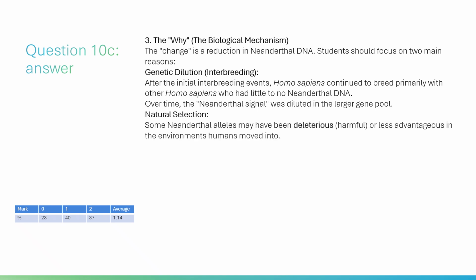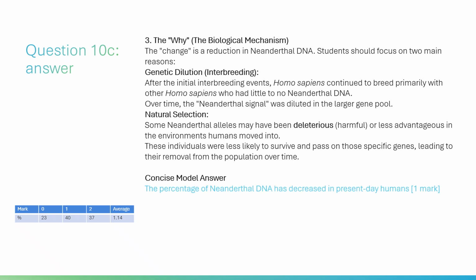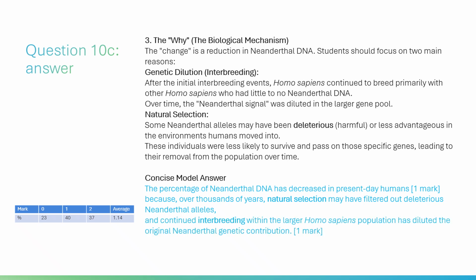Natural selection. Some Neanderthal alleles may have been deleterious, harmful, or less advantageous in the environments humans moved into. These individuals were less likely to survive and pass on those specific genes, leading to their removal from the population over time. Concise model answer. The percentage of Neanderthal DNA has decreased in present-day humans. Because, over thousands of years, natural selection may have filtered out deleterious Neanderthal alleles, and continued interbreeding within the larger Homo sapiens population has diluted the original Neanderthal genetic contribution.